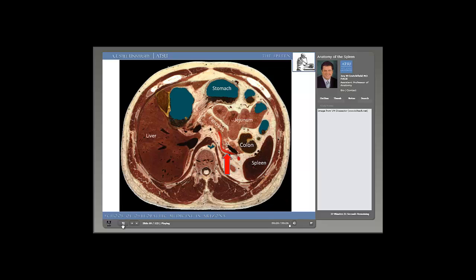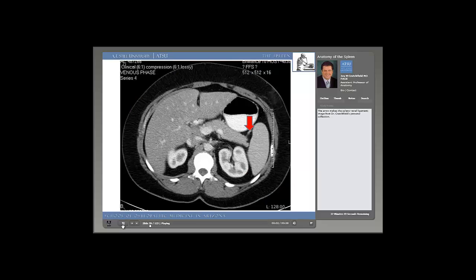After you've studied the previous cross-sections from the Visible Human Project, now take a look at this CAT scan. You should easily see the liver, the pancreas, the spleen, the left kidney, the upper portion of the right kidney, and even the aorta, and you can even see the portal vein. The red arrow is showing us the ligament between the posterior retroperitoneum covering the kidney and the spleen proper. This ligament is called the splenorenal ligament.